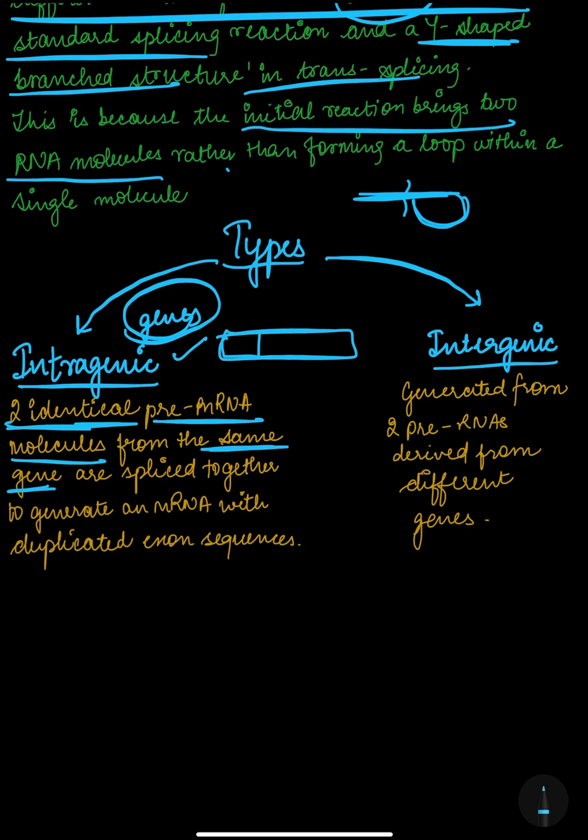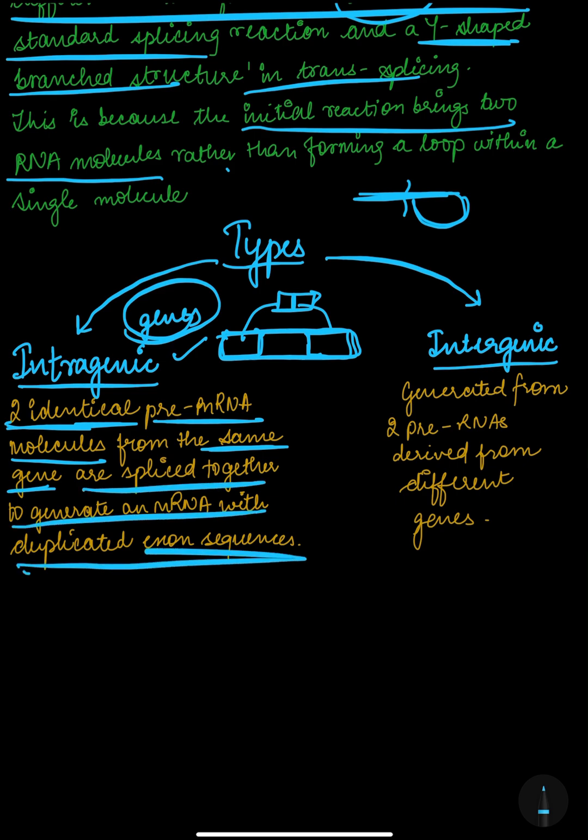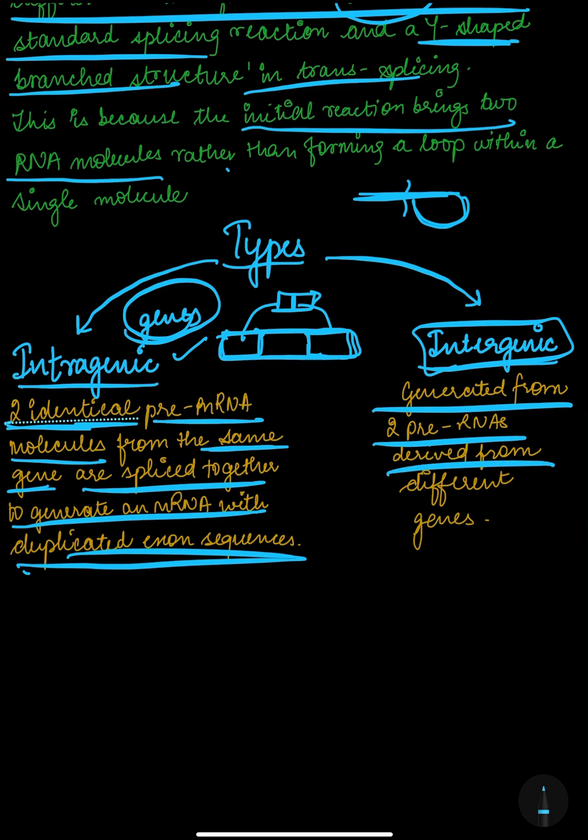From within this, we took out two mRNAs which are identical, then we spliced them out and ligated them, right? This is intragenic. They are spliced together to generate a mRNA with duplicated exon sequences. And intergenic means among two different genes, generated from two pre-mRNAs derived from different genes. Basically, one from this gene and one from this gene ligate together to form one.